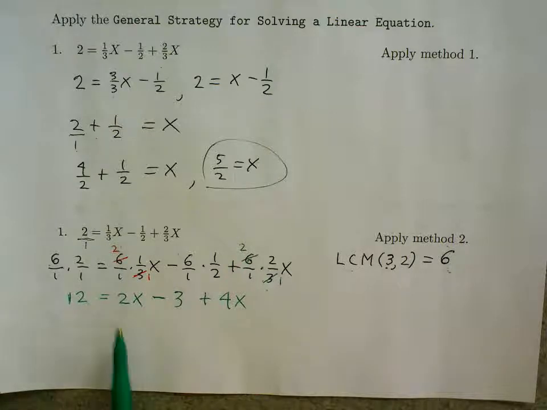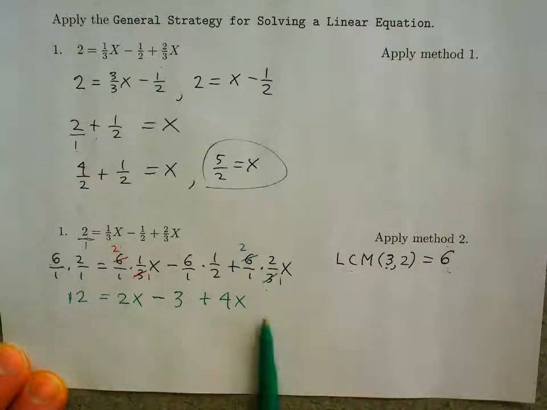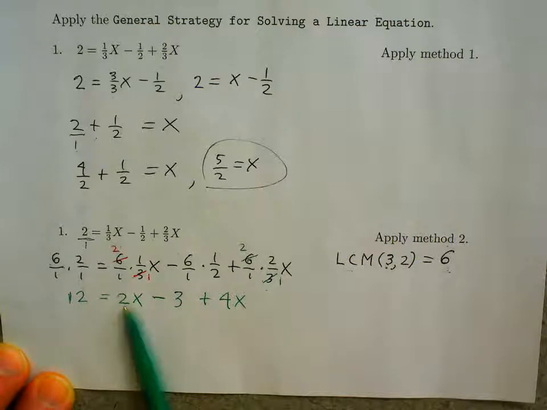Okay, so the result is an equation with no fractions. That's the payoff if you use this method, because working with numbers that aren't fractions is usually easier than working with fractions. So now we just proceed. We can combine like terms on the right-hand side.